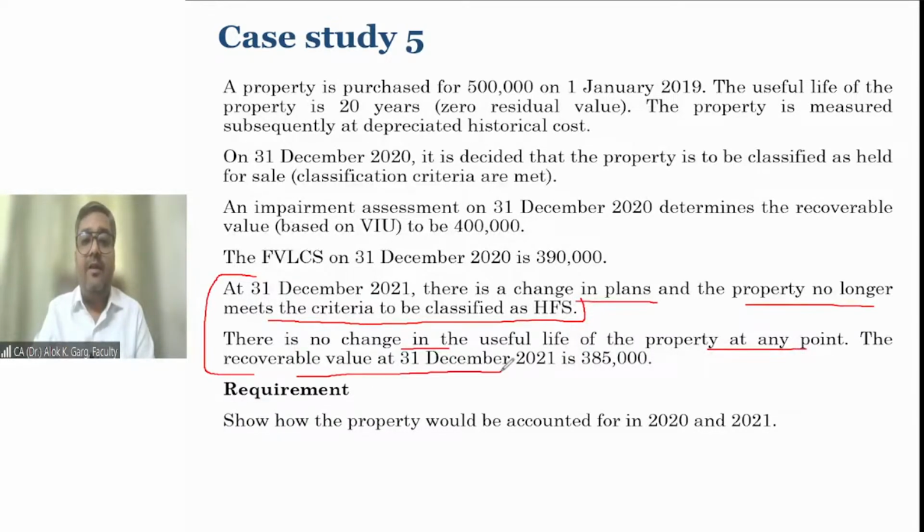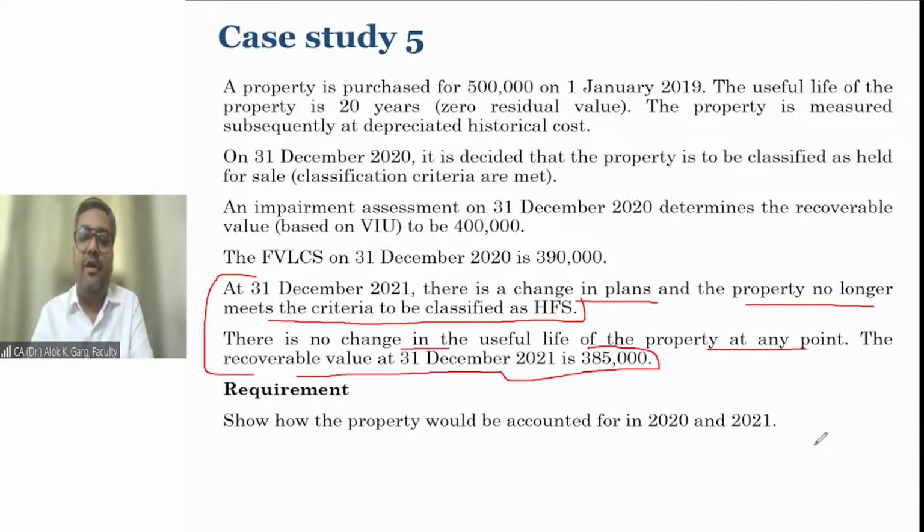The recoverable value at 31st December is given. So one of the legs is given. Recoverable value is given and the life has not been changed. It means when this property was acquired on 1st January 19, the life was 20 years. When this property becomes held for sale after 2 years, the remaining life was 18 years. On 31st December 21, the remaining life was 17 years. So on 31st December 21, there is a change of plan of sale. The 31st December 21 is the date of change of plan.